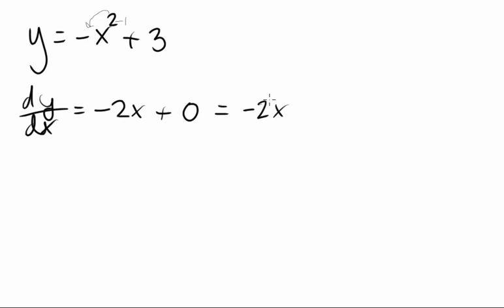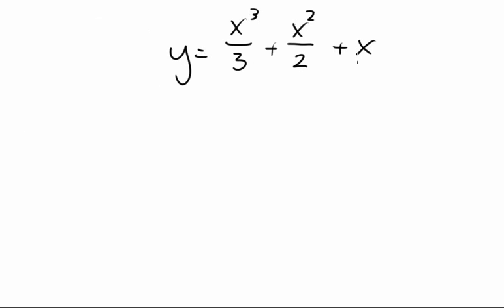Okay, let's try another one. Let's make it a little bit more complicated here. So let's move over to the middle. It'll be a little easier. Okay, so we got x cubed over 3, and let's add x squared over 2 and plus x. Now, this one we have a polynomial again. We have 3 terms. So again, if we're going to find y prime, we're just going to take the derivative of each term, and there's addition, so we'll add them together because of the sum difference rule.